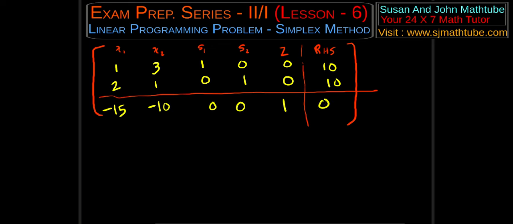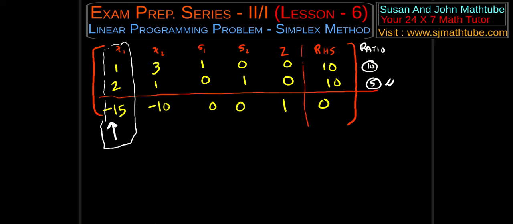Okay, now what should we do first? We have to find the most useful variable, and that means the most negative number. And then we declare this is the pivot column. Now what we do is we find the pivot row. So we write the ratio. You can do this outside the matrix. So 10 by 1, you can circle it, 10 by 2, 5. It's obvious. You take the least positive quantity. I'll repeat, we take the least positive quantity.